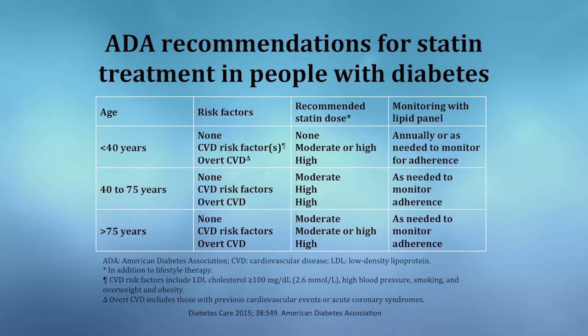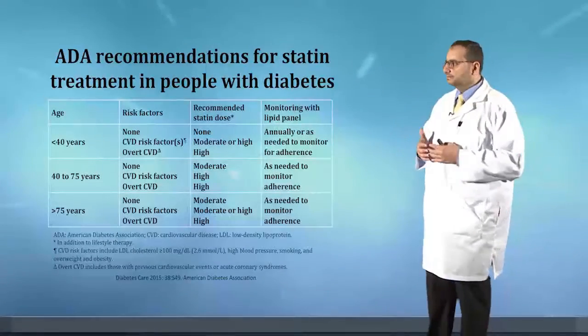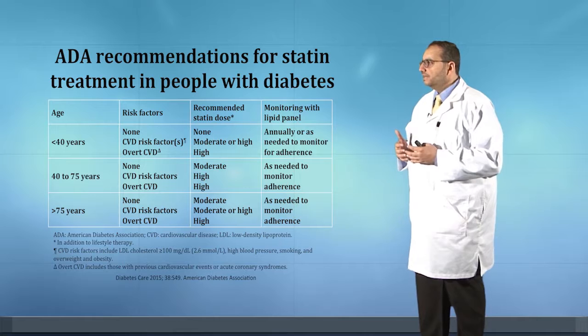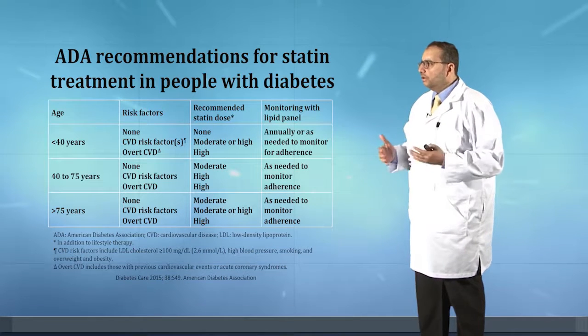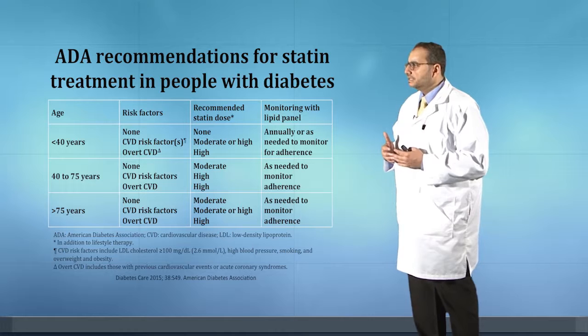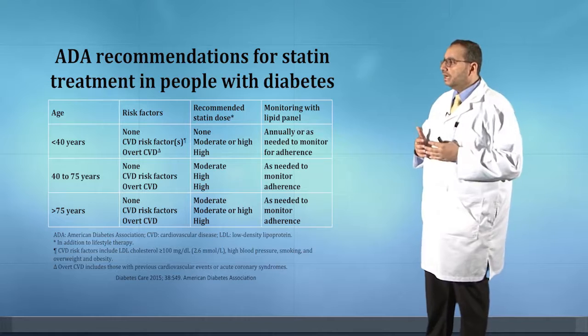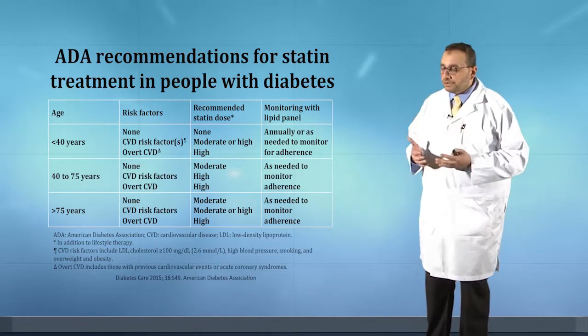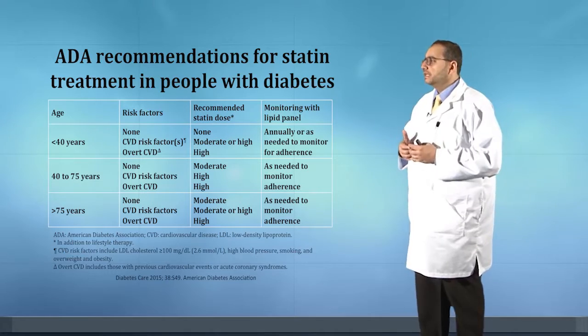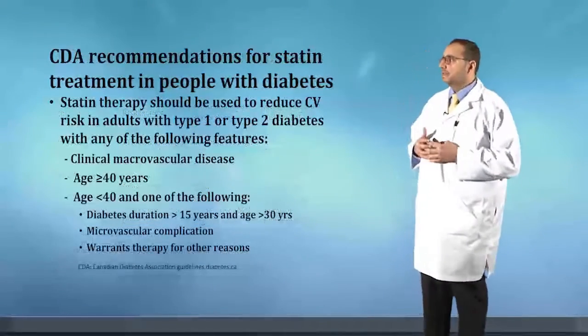If he is in the age of 40 to 75 with no cardiovascular disease risk factor, he is in a moderate to high recommendation for statin, and you need to monitor his adherence. If he is more than 75 years with no risk factors for coronary artery disease, then it's moderate. If he has risk factors, then it's moderate to high. And if he has coronary artery disease, then it's a high recommendation that you start your patient on statins.